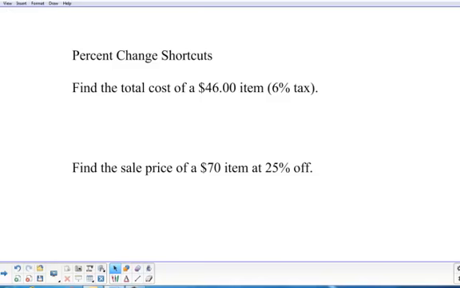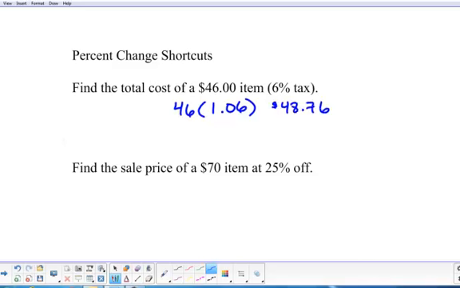And the last slide for tonight says find the total cost of a $46 item with 6% sales tax. So we would just do our 46, and let's go ahead and do that 1.06, which is $48.76. That's what you would pay total.